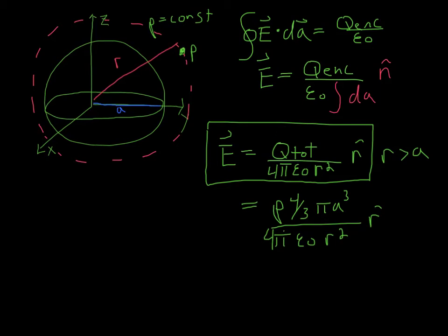And so what this is saying is that even though this is not a point charge, it's a big spherical volume charge, the field outside of it is just like a point charge, where instead of little q for the point charge, it's the entire charge in that distribution. All right, let's do this again, and let's do it for the inside.